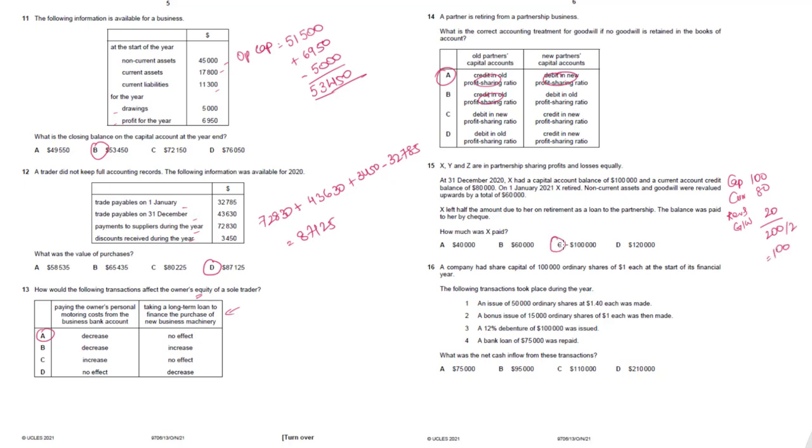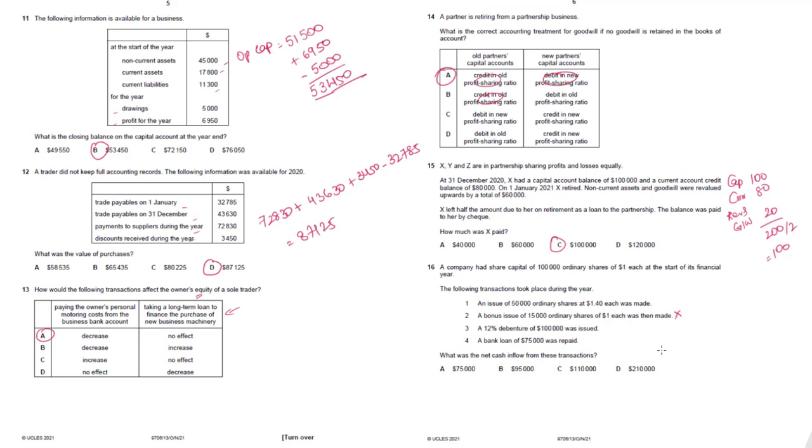So 15C. A company had a share capital of 100,000 ordinary shares of $1 each at the start of its financial year. Following transactions took place. An issue of 50,000 ordinary shares at $1.4 each was made. So $1 face value, 0.4 is share premium. Bonus issue of 15,000 ordinary shares of $1 each was then made. 12% debentures was issued. Bank loan 75,000 was repaid. What was the net cash inflow?